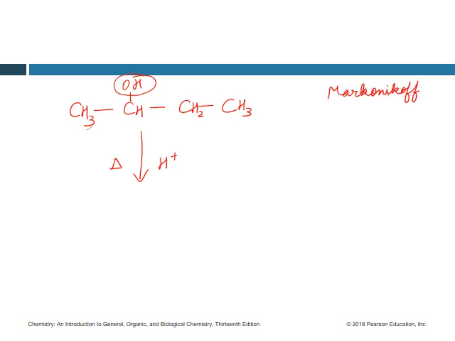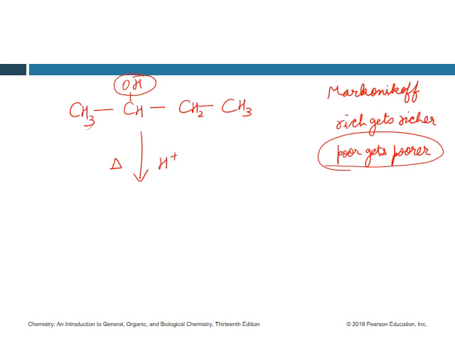What did we say there? We said rich gets richer and poor gets poorer. Okay, so in this case we are going to use the rule of poor gets poorer. What does this mean? This rule tells you whichever adjacent carbon has less number of hydrogen is going to lose hydrogen.